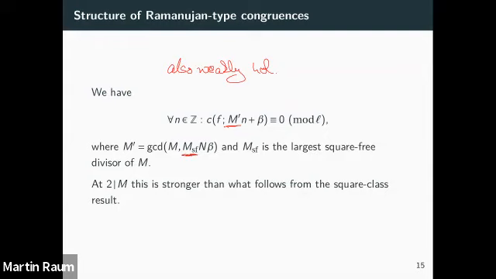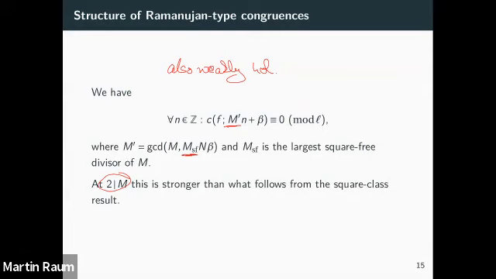This result almost follows from the square class result, except at 2. If 2 divides M, then you only get 8 as the factor. So then you need to enhance this M as F. You need to enhance this by a factor of 4 if 2 divides M. But it is a statement in the integral weight case, which, from what I know, you can prove only through modular representation theory. I actually did not see any other proof.